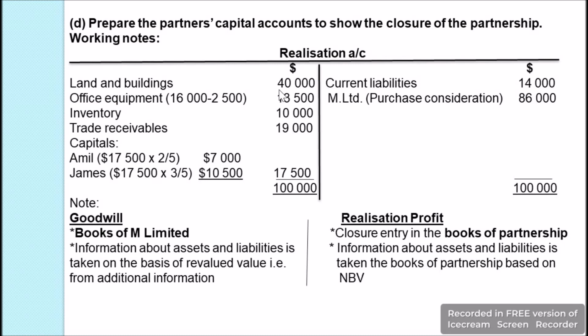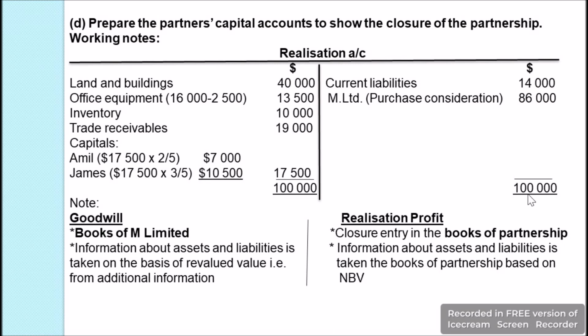So we have land and building of $40,000, office equipment of $16,000 minus $2,500 which was the computer taken by Amel, and hence we got $13,500. We have inventory as $10,000, trade receivable as $19,000, and current liability, because it's a liability on the credit side, it's $14,000. And this was a purchase consideration which we have calculated earlier, the price which M Limited was willing to pay for taking over all the assets and liabilities. So as they are taking over all these assets, this is to be credited as purchase consideration $86,000.